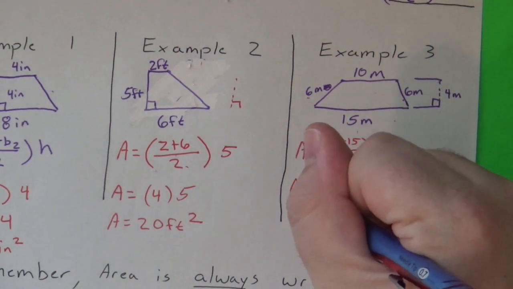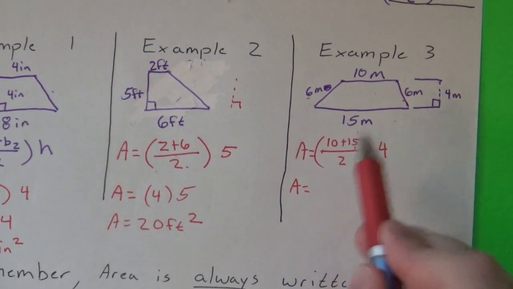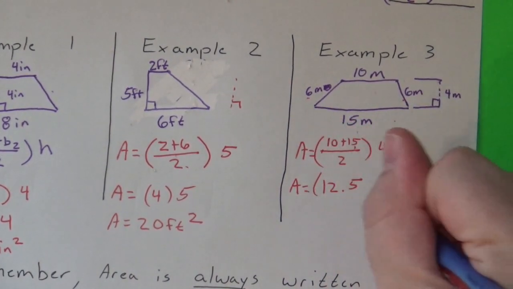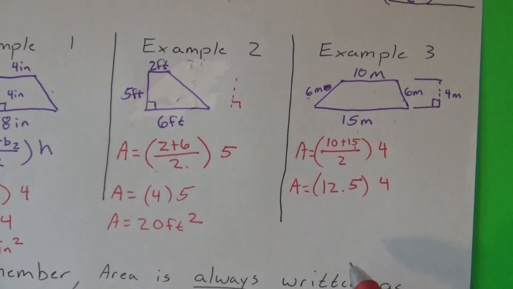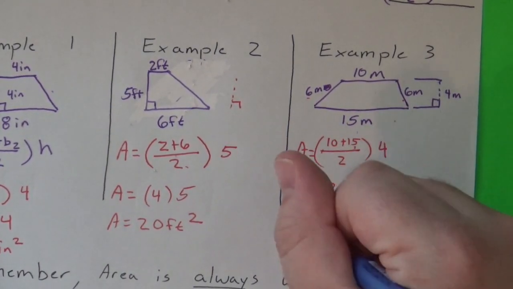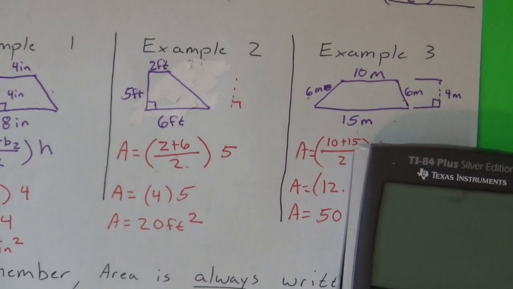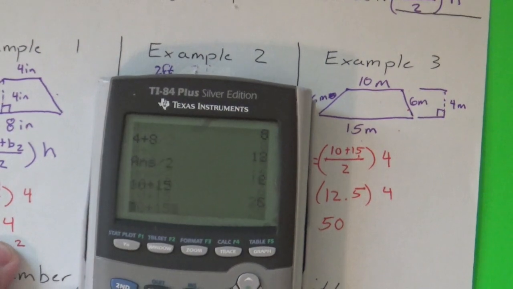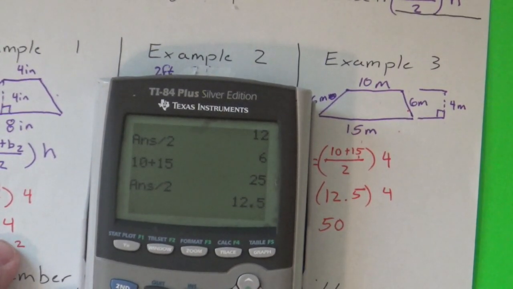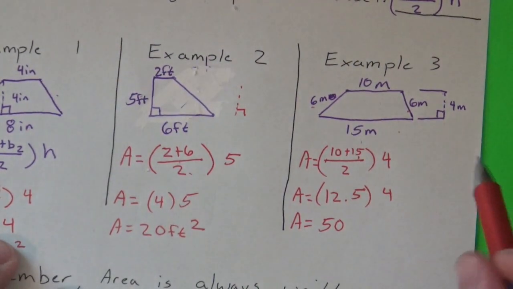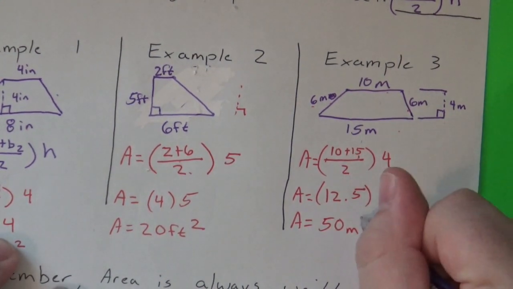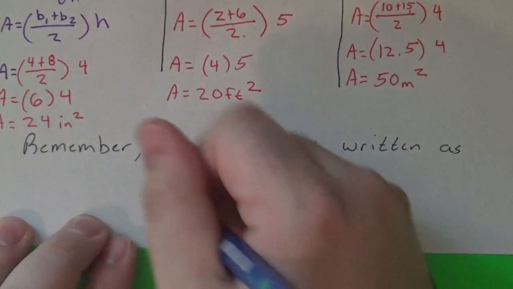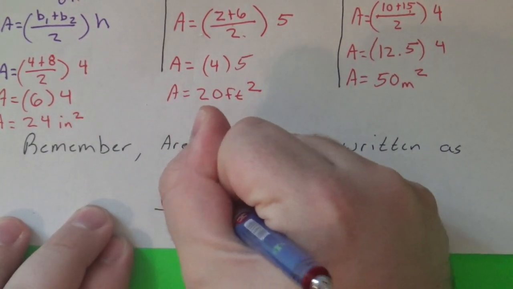So now you solve it like you normally do. 10 plus 15 is 25. Divide by 2, that gives you 12.5. Multiply that by 4, so 12.5 times 4 is going to give you 50. And we can double check our math real quick using our handy dandy calculator, because I did that in my head. I'll put it over here to the side so we can see it. I have 10 plus 15 equals 25, now divide by 2, now multiply by 4, and I get 50. Well, what unit was I in? I was in meters. And since this is area, it's meters square. Now, the biggest thing I need you to remember, that area is always written as units square.